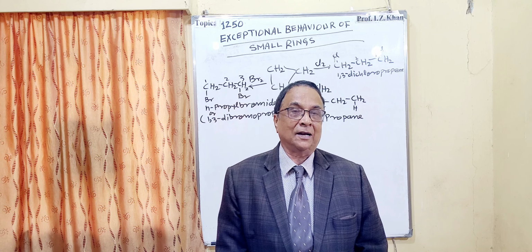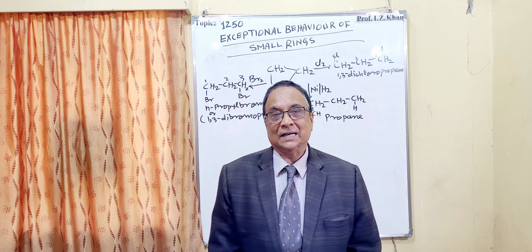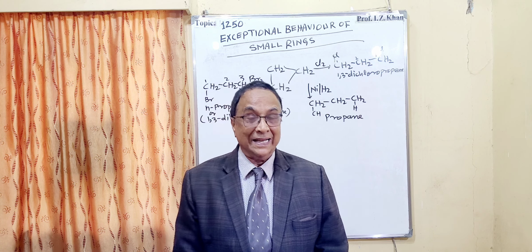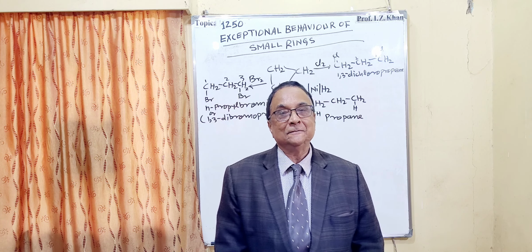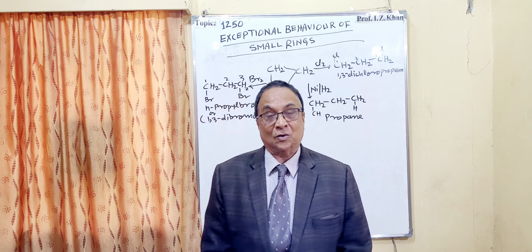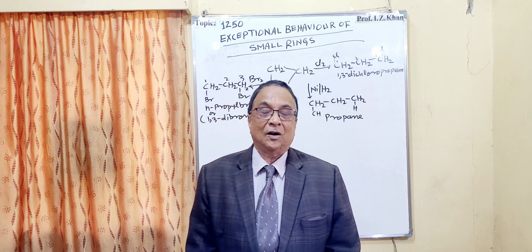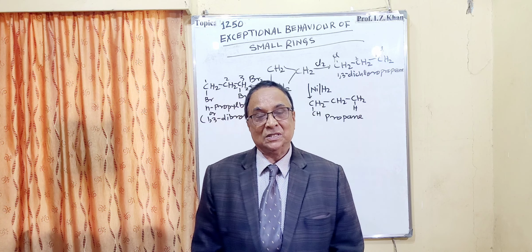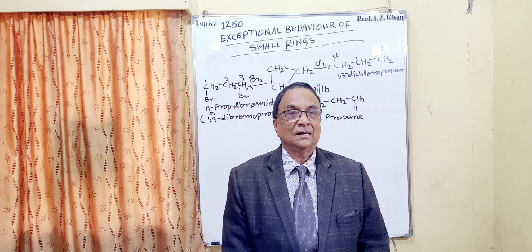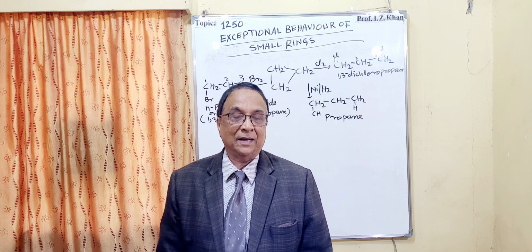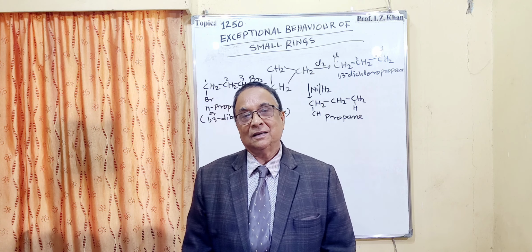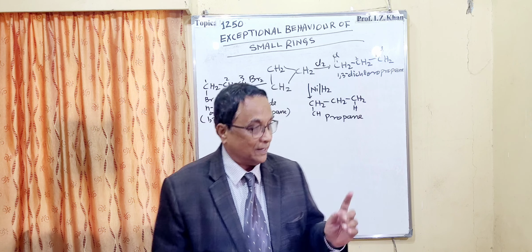So once there is a single bond, it should undergo substitution reaction, not addition. But in the case of these two small rings, they undergo addition reaction. Once it is subjected to either chlorination or bromination or, in presence of nickel, hydrogenation, it consumes one molecule of each to give 1,3-dichloropropane or 1,3-dibromopropane or simple normal propane, which is already shown here.